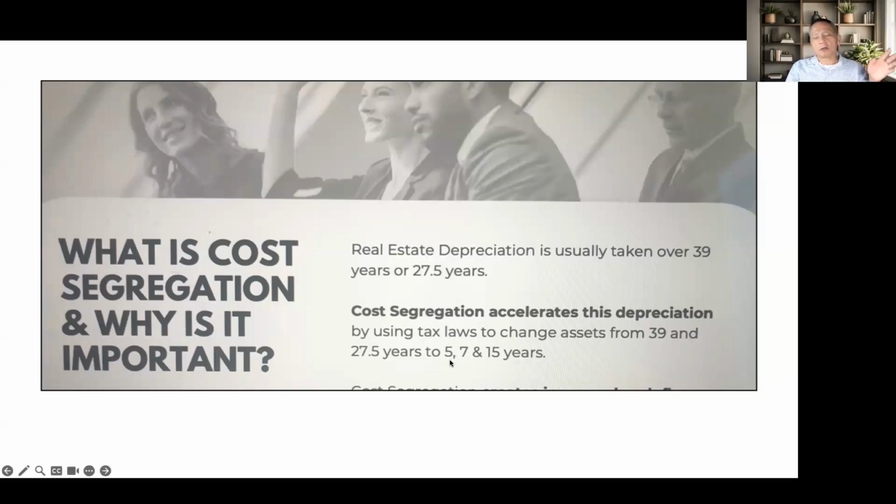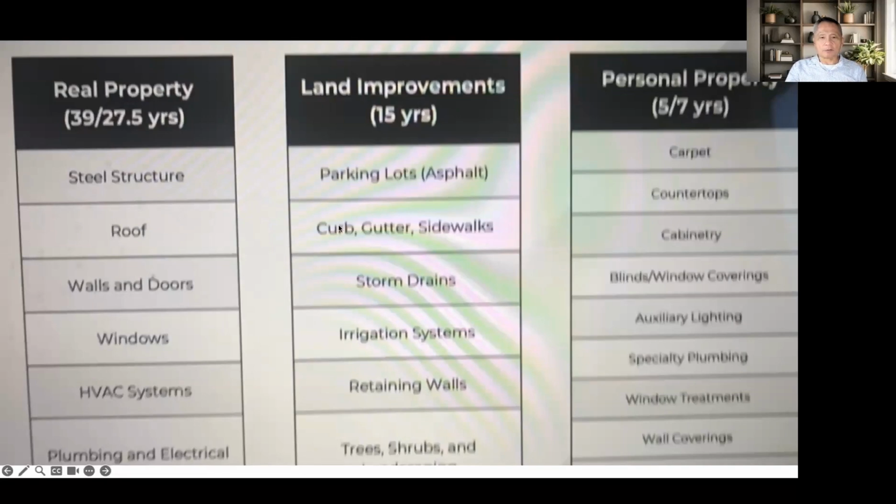You can do accelerated depreciation based on a cost segregation analysis down to 5, 7, and 15-year depreciation timelines instead of straight line, one high level 27.5 or 39 years. That way you can capture more tax savings. For example, on the left are items you cannot accelerate. These items remain straight line long-term depreciation, 27.5 years or 39.